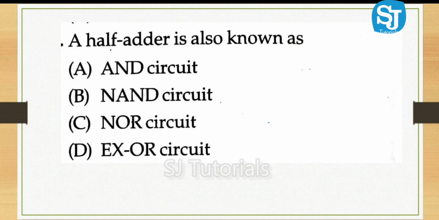For storing the sum, the half adder uses an XOR gate, and for storing the carry, the half adder uses an AND gate. So two gates are used to create a half adder. That means XOR gate and AND gate. Here the answers are AND, NAND, NOR and XOR circuit. So the half adder is also known as an XOR circuit because the sum is stored in the XOR gate and the carry is stored in the AND gate. So the answer is D. All other answers are wrong.